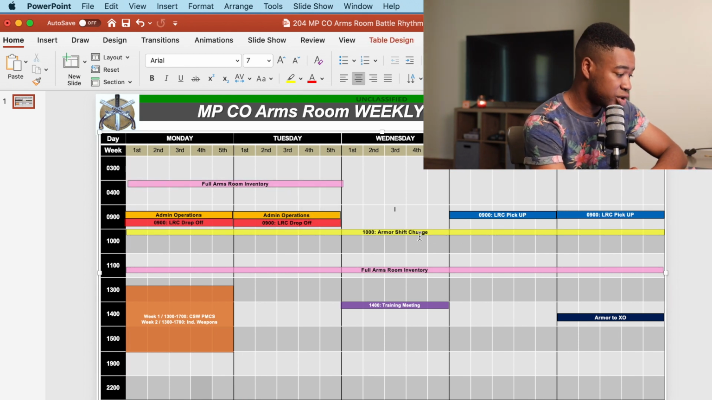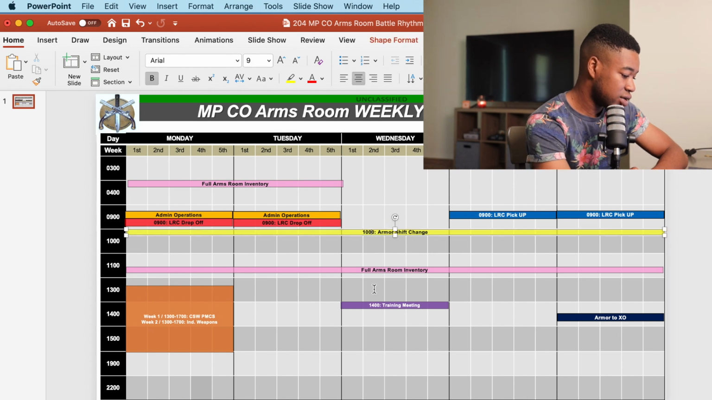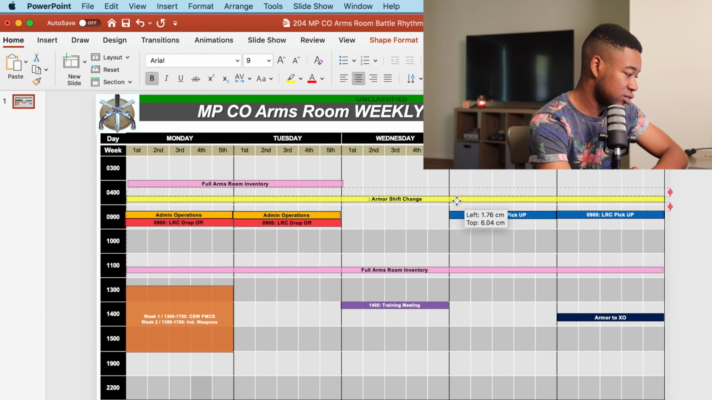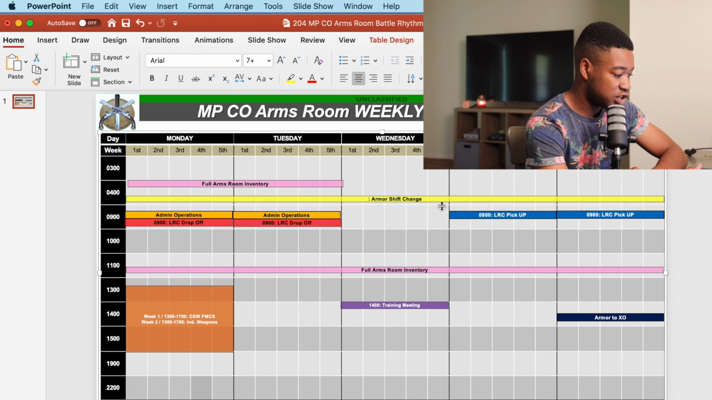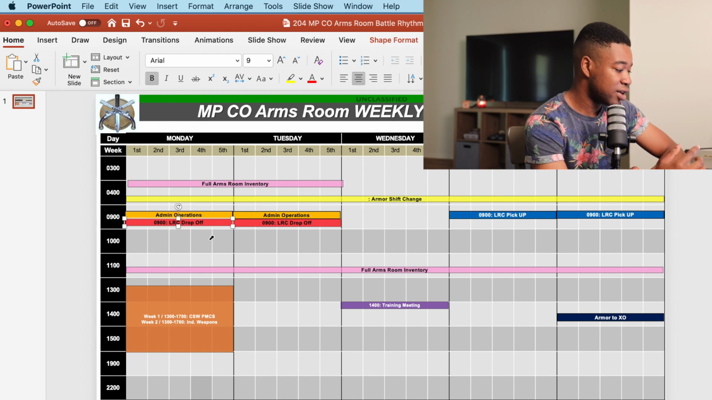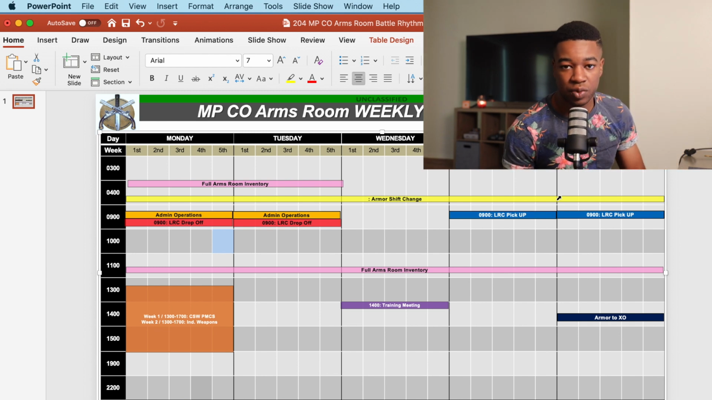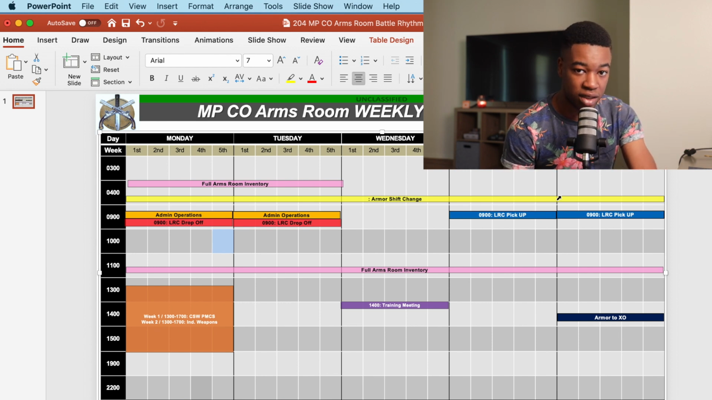We have the armor shift chains on here. And these dates, right, or better yet, I have LRC drop-off times and pickup times. The reason why I did this was to give my armor and NCOIC predictability on when they need to be picking up items. Don't get me wrong. They're still always checking every day if there's items that need to be picked up.